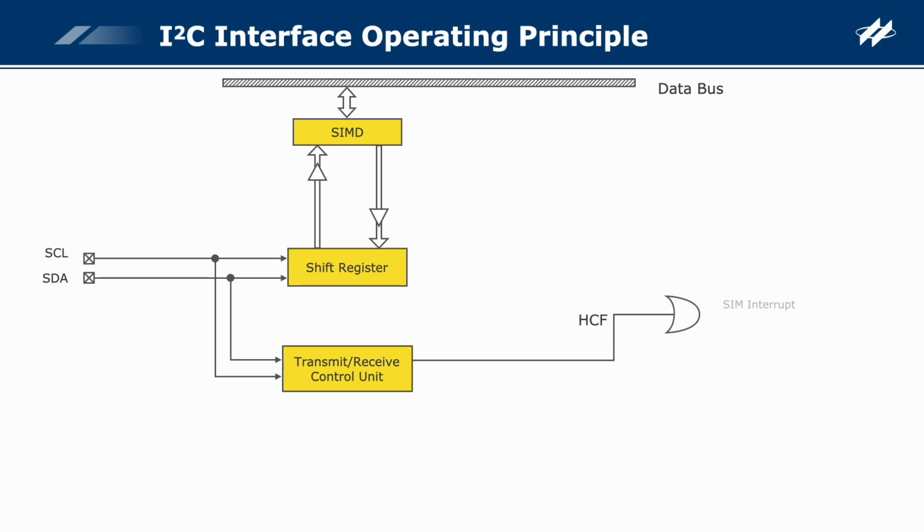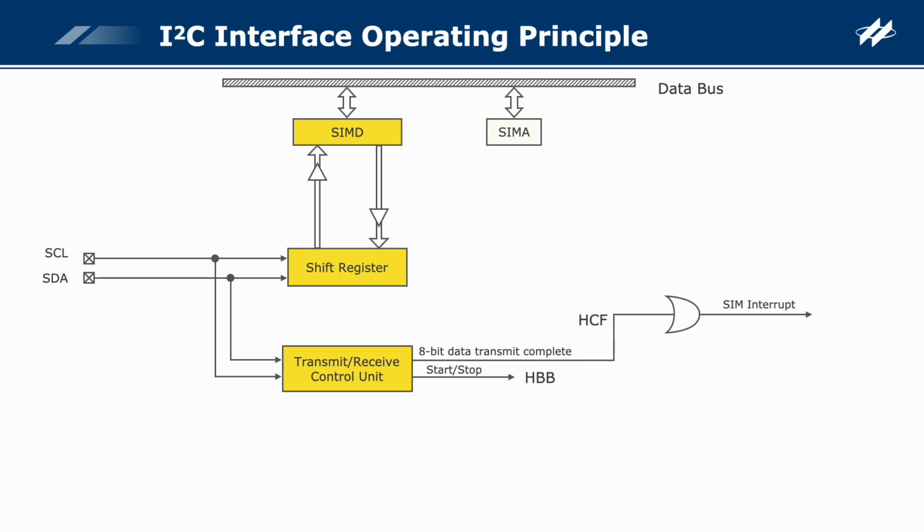If yes, the HCF flag is set high and an interrupt is generated. The control unit also detects the start and stop signals on the bus. When a start signal is detected, the HBB flag is set high. When a stop signal is detected, this flag is cleared.